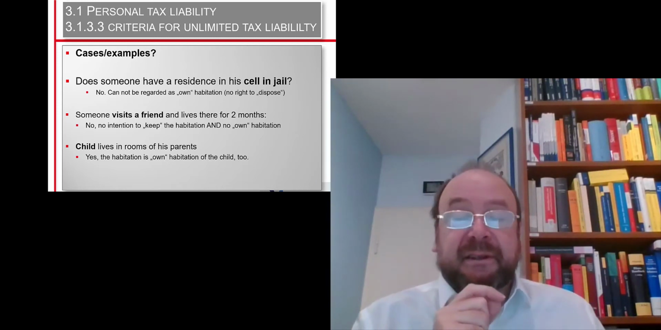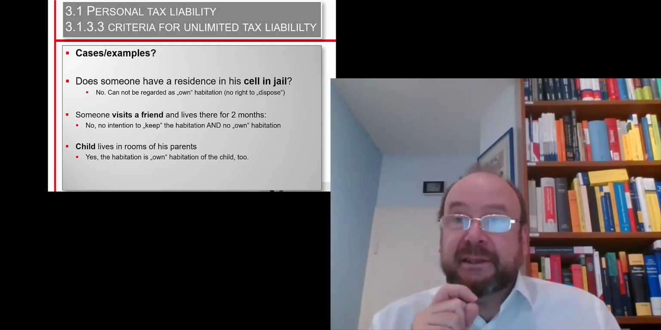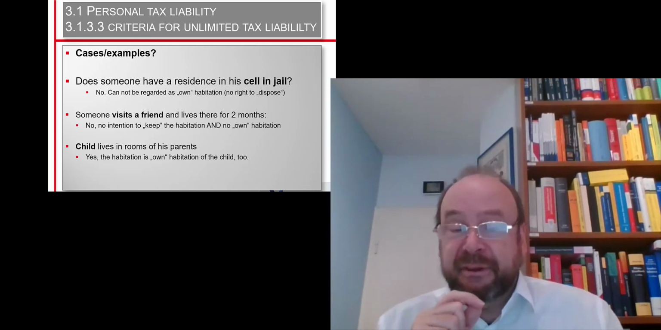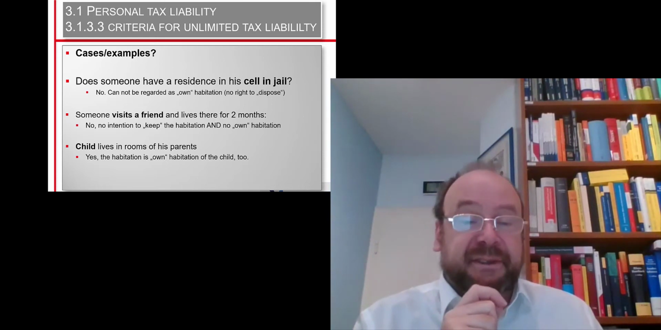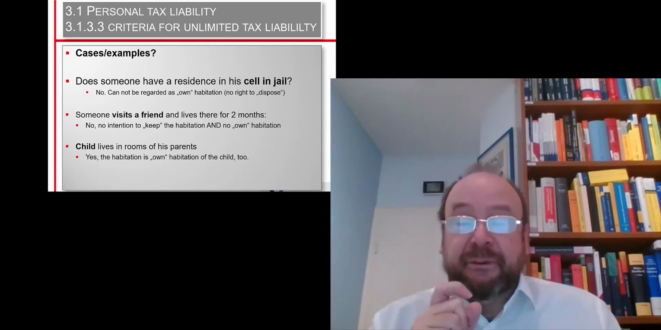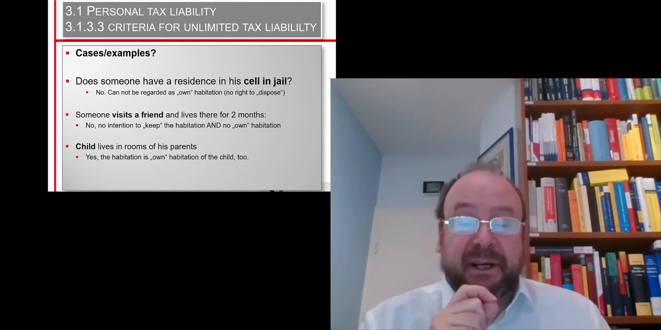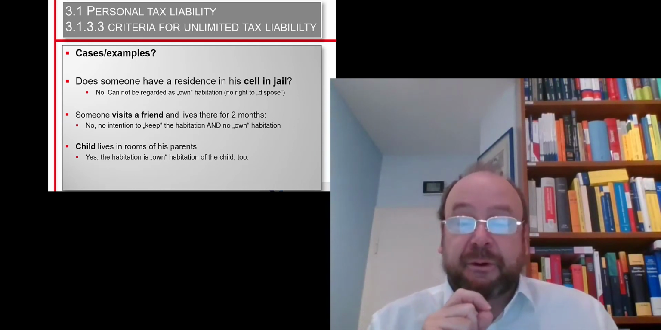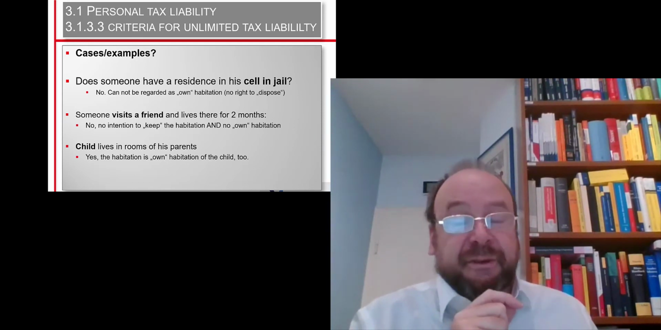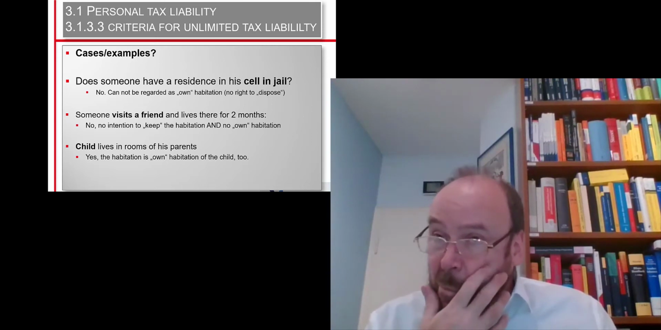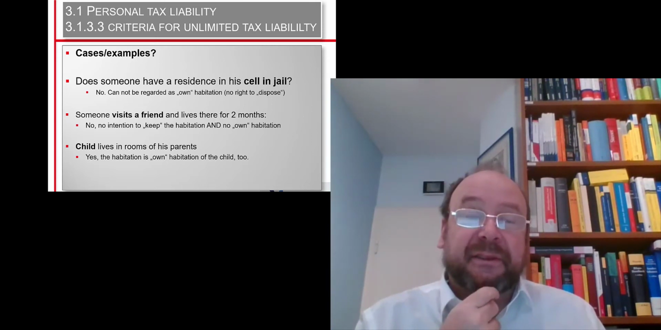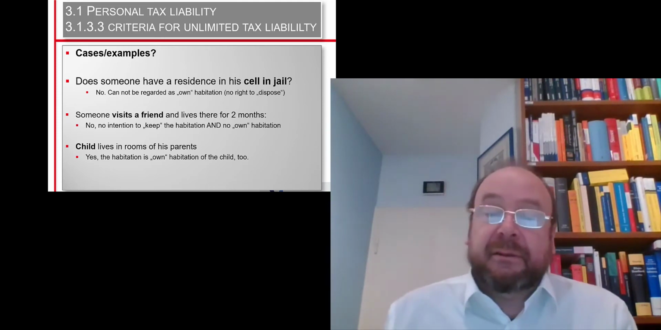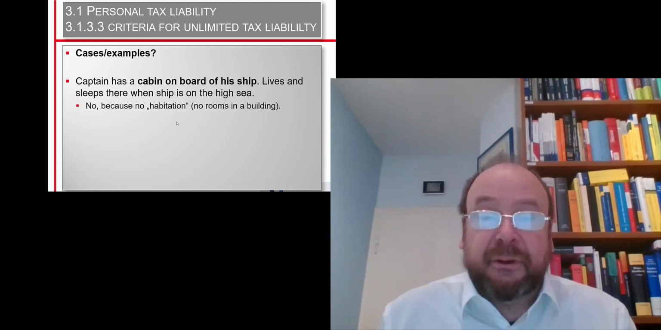You visit a friend and live there for 2 months. It's not your own room, you are a guest and you cannot intend to keep these rooms, so no residence there. A child lives in the rooms of his parents, and the answer is yes, the habitation is also so. The room, the home, is also the own home of the child, because that child who lives there can regard this as where I, the child, live, and will keep that for a longer while.